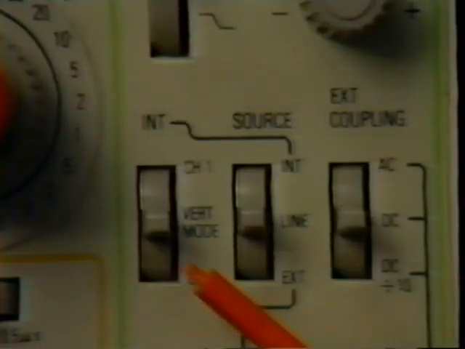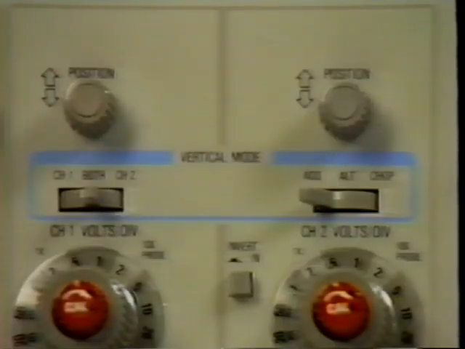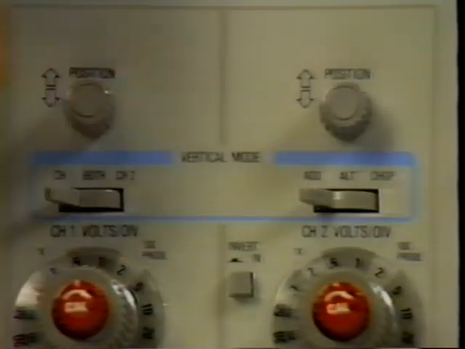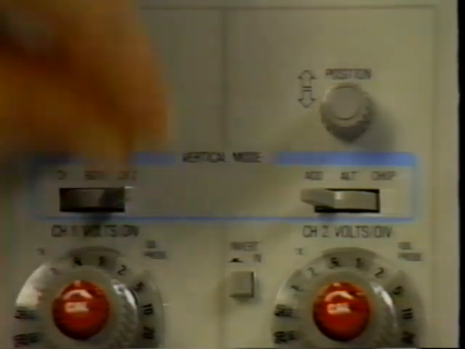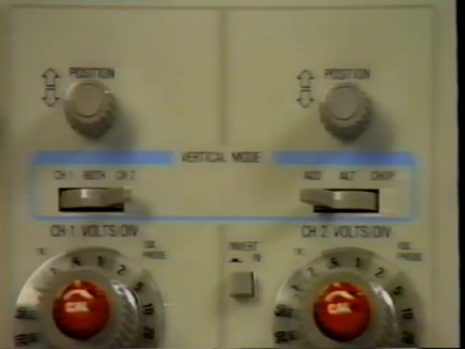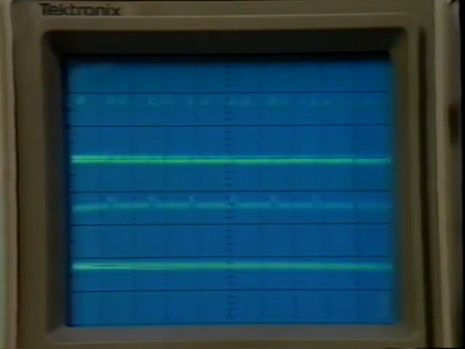Some scopes provide a vertical trigger mode when internal trigger is selected. This means that the vertical mode switch determines the trigger source. If the vertical mode switch is set to channel 1, then the trigger source is channel 1. If the vertical mode switch is set to channel 2, then channel 2 will be the trigger source. The magic comes about when the mode switch is set to alternate. This will cause the scope to trigger on whichever trace is being displayed at a given time. By using the vertical trigger mode, two unrelated signals may be displayed correctly.